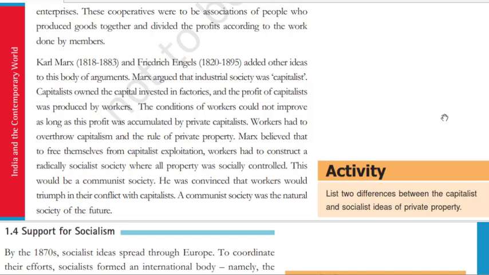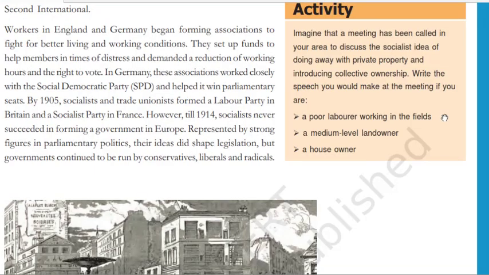1.4 Support for socialism. By the 1870s, socialist ideas spread through Europe. To coordinate their efforts, socialists formed an international body, namely, the Second International. Activity: Imagine that a meeting has been called in your area to discuss the socialist idea of doing away with private property and introducing collective ownership. Write the speech you would make at the meeting if you are a poor laborer working in the fields, a medium-level landowner, a house owner.